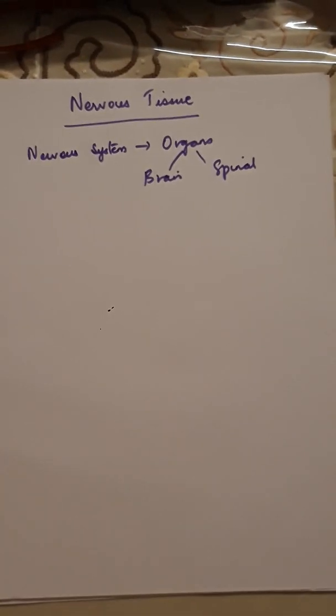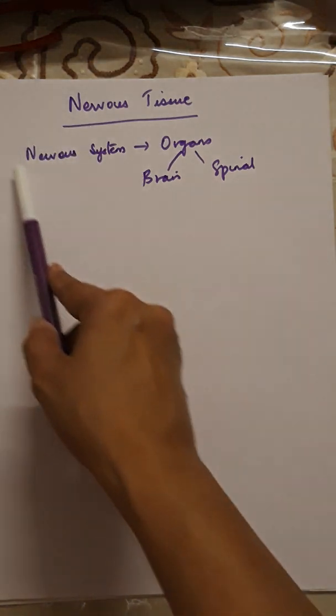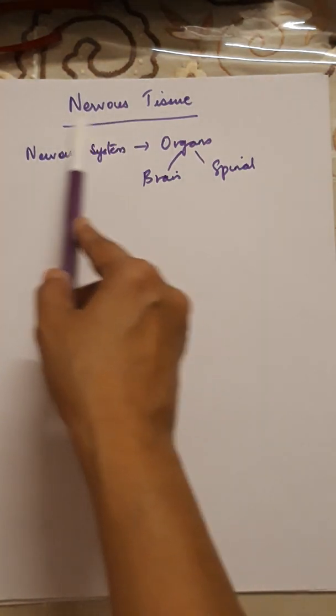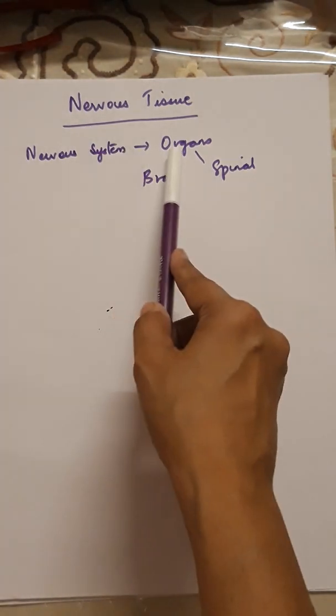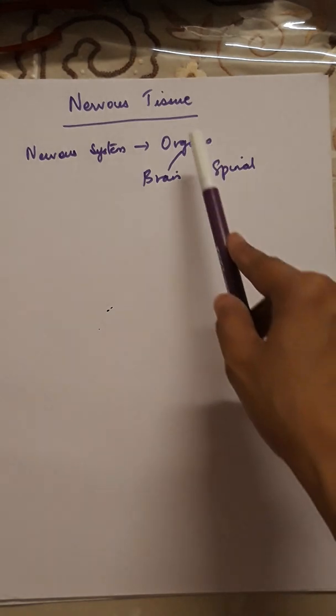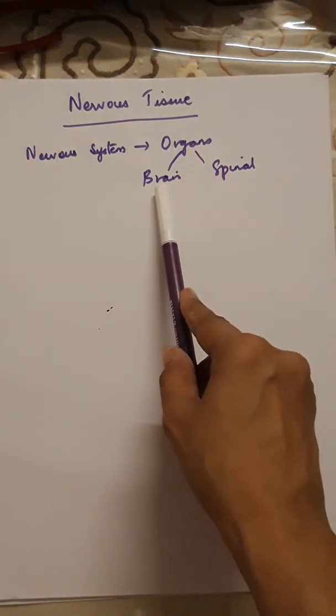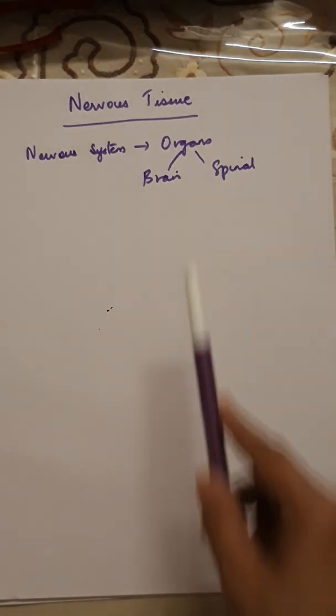Good morning, children. Now, today we come to the next subtopic in the lesson. This is the last subtopic, that is nervous tissue. Now, we all know that every organ system is made up of organs. For example, the nervous system is made up of organs. The organs that make up the nervous system are the brain and the spinal cord.